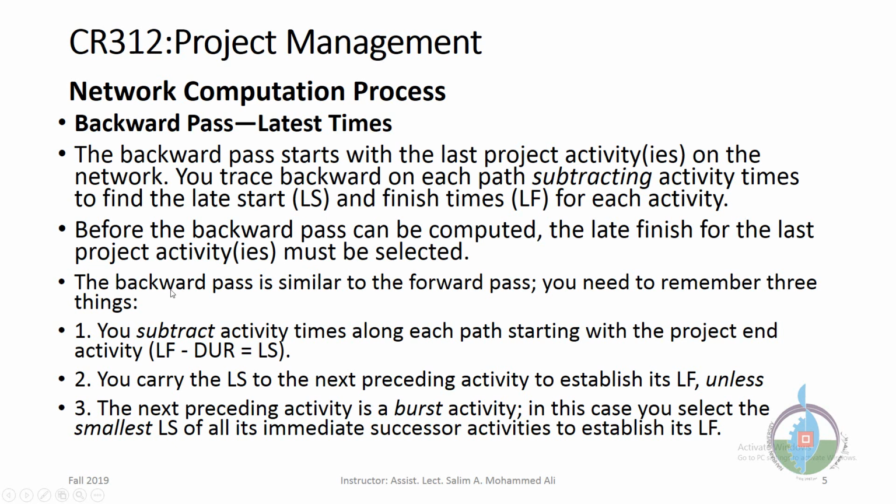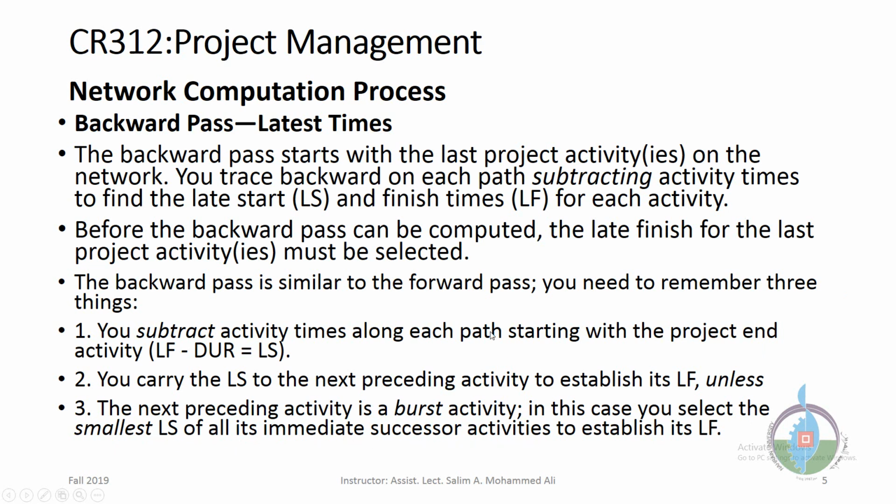The backward pass is similar to the forward pass. You need to remember three things. You subtract the activity duration from the latest finish to find the latest start. You carry the LS to the next preceding activity to establish its LF, just the same as the forward pass. Unless the next preceding activity is a burst activity, as the opposite of a merge activity. In this case, you select the smallest LS of all successors. Not the largest, it's the smallest.